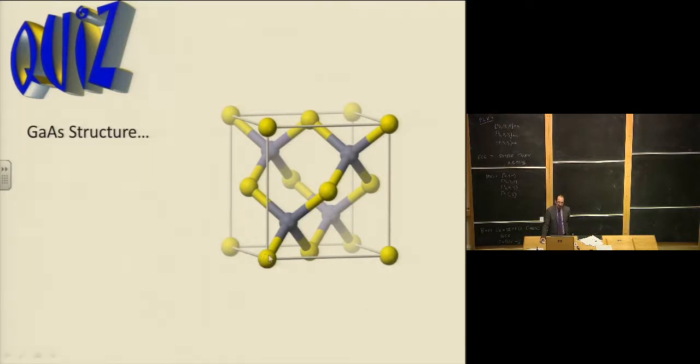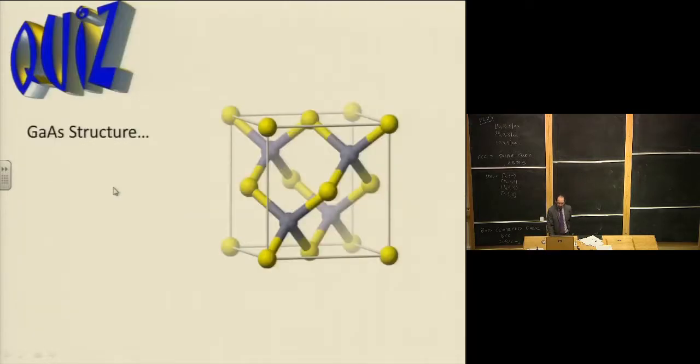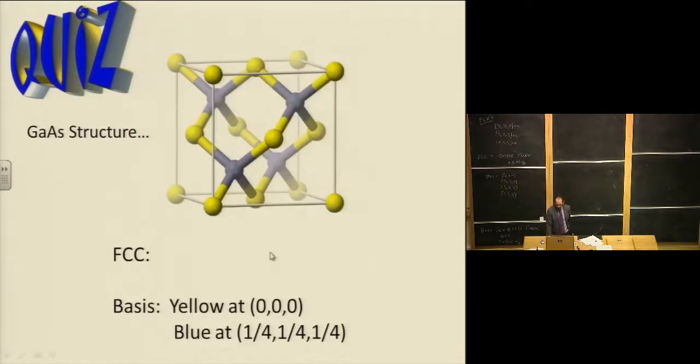Okay, so it's FCC. So this is the gallium arsenide structure, also known as the zinc blende structure. It's exactly the same as the diamond structure, except that you've taken the second carbon and turned it into a different type of atom. So here, let me actually just show you.